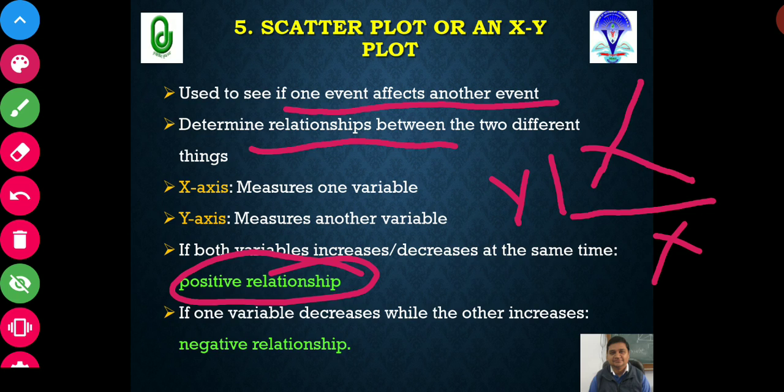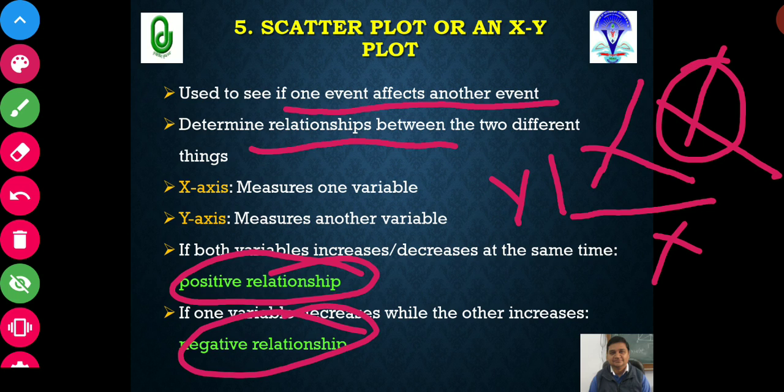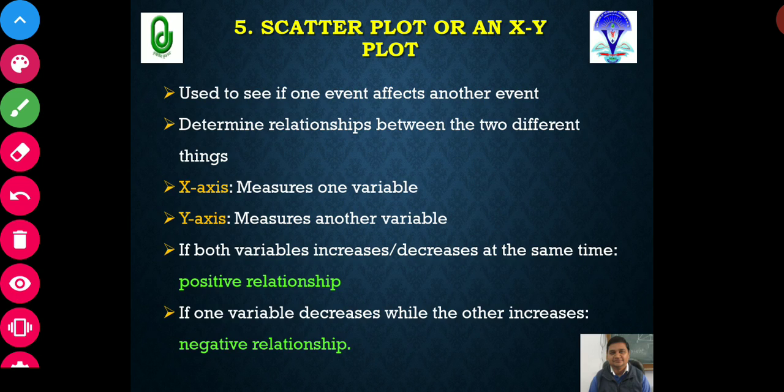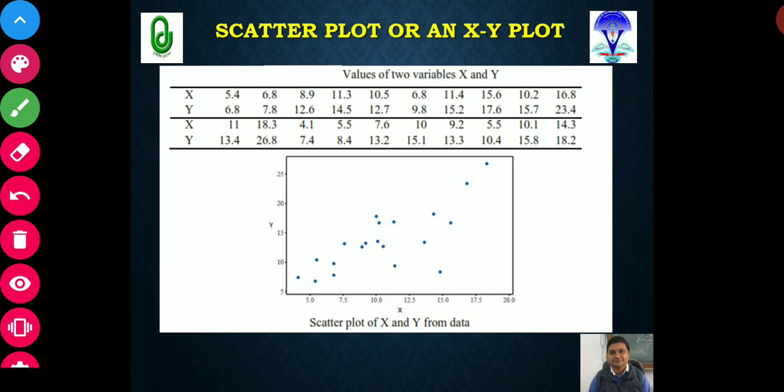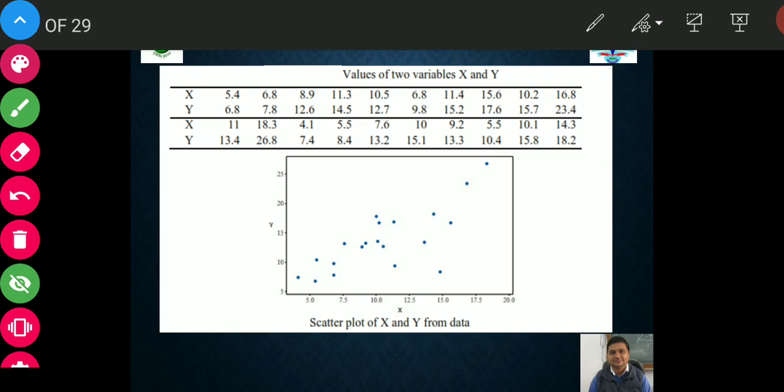And if one variable is decreasing whereas another is increasing, or one is increasing and another is decreasing, that means these two have a negative relationship. This is how the scatter plot diagram is interpreted. Now we will see one example. This is an example of a scatter plot or an XY plot. Here you can see the two variables x and y. For each value, suppose the first value for x is 5.4, so on the x-axis we will mark 5.4. On the y-axis it is 6.8, so on the y-axis we will mark 6.8.